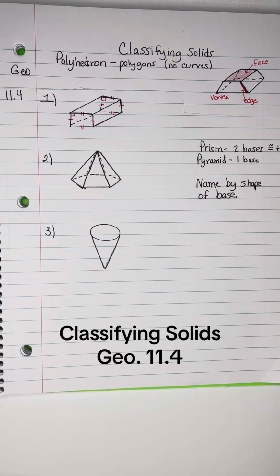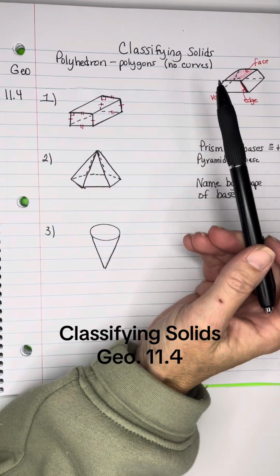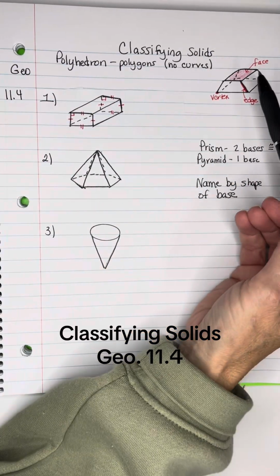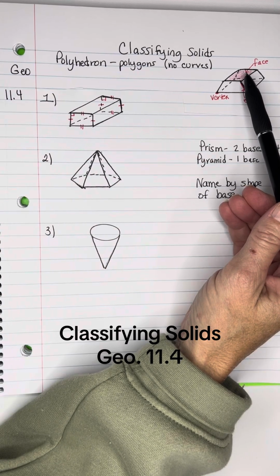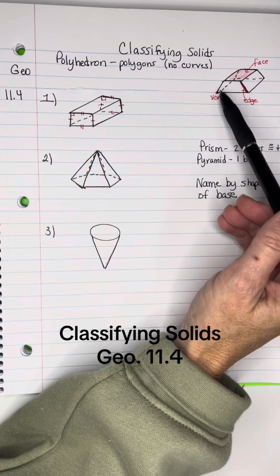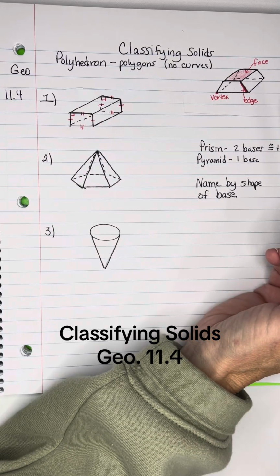All right, let's talk about some 3D figures and classify some solids. A polyhedron is going to be made up of polygons and there will be no curves. And you will have faces of the polyhedron, which are all polygons. You'll have edges. You'll have vertices where the edges meet.